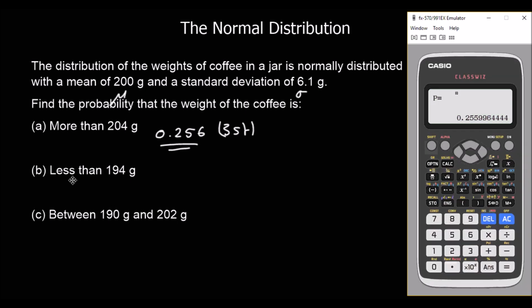Okay, next question, less than 194. So we're going to pick a really small number for the lower value. 194 is our upper value. And our standard deviation and mean are still the same. So that gives us a probability of 0.163.